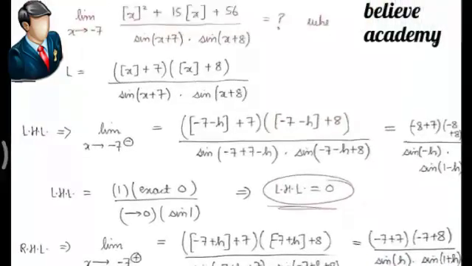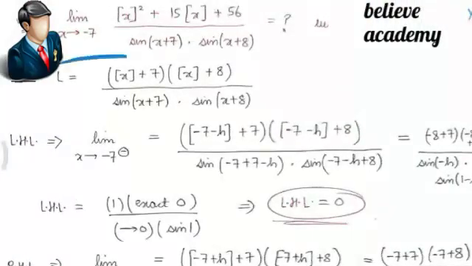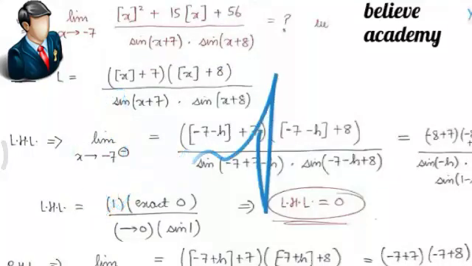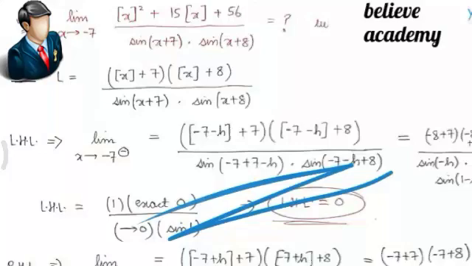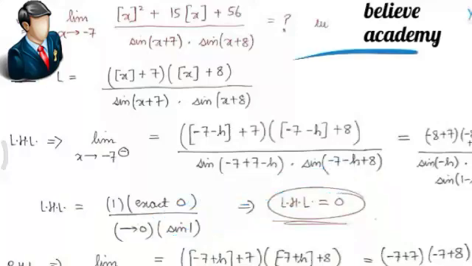The next function here is limit x tends to minus 7 of greatest integer function of x square plus 15 into greatest integer function of x plus 56, whole upon sine of pi by 7 into sine of pi by 8. This is a very important question because I will be telling you the difference between exact 0 and tends to 0. If you understand that, you will be able to solve the best JEE advanced level questions which have come. Once again, this denotes the GIF.